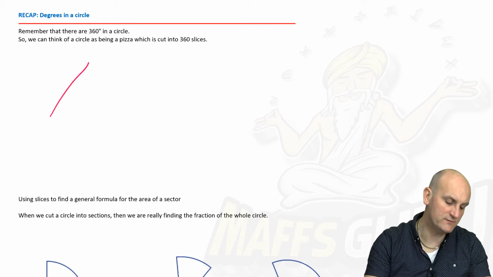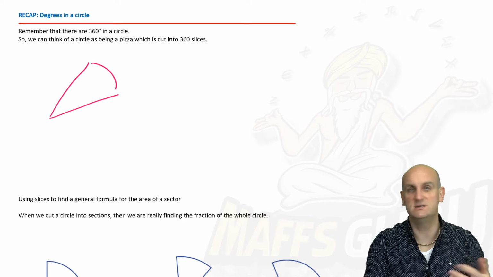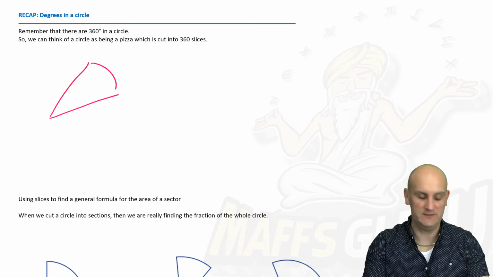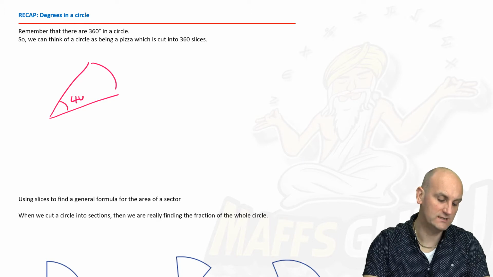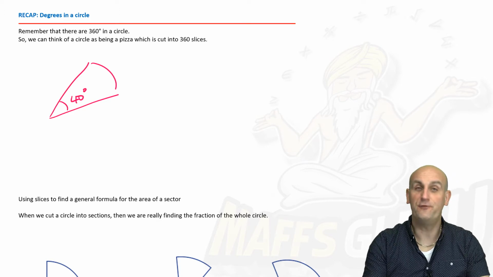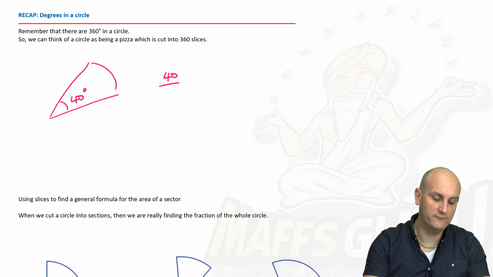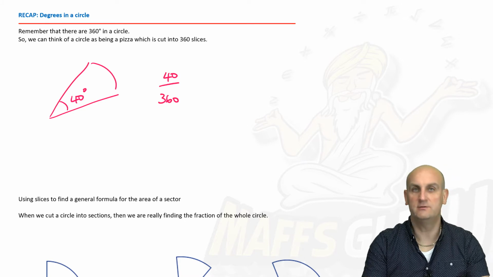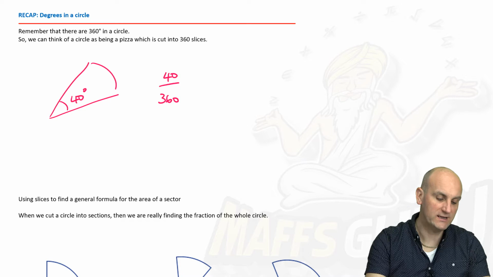So if I have some sort of section of a circle, which is nothing more than a pizza, we just got to imagine it's cut out into 360 pieces. And so if that was 40 degrees, then the fraction of the circle I've got would be 40 out of 360. Now, why is this fraction important to me?